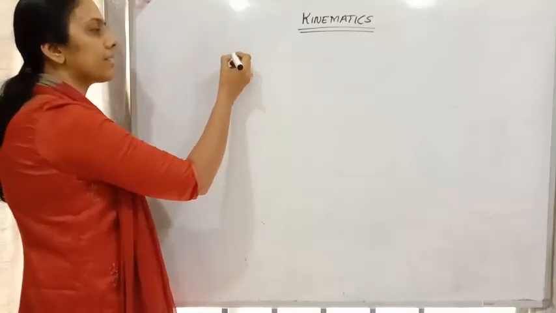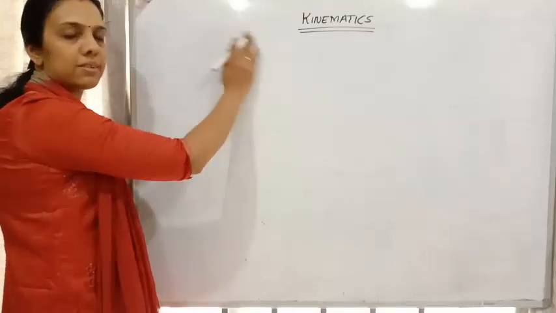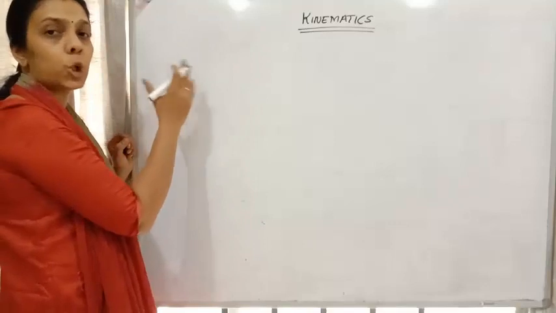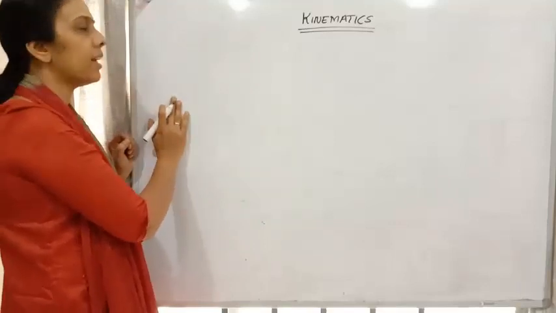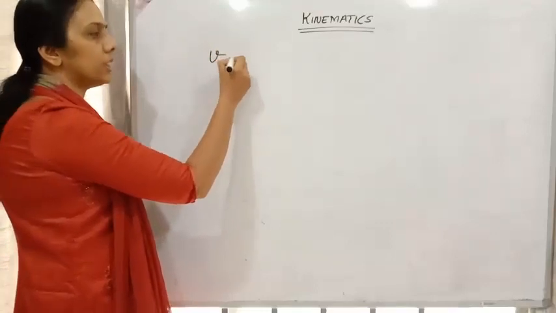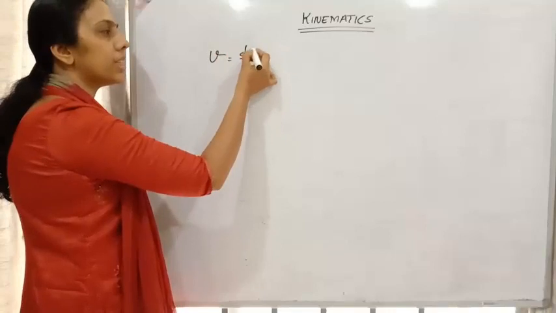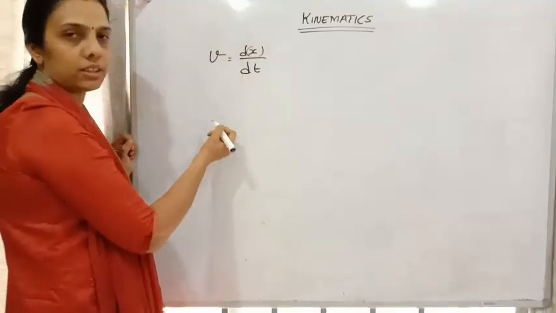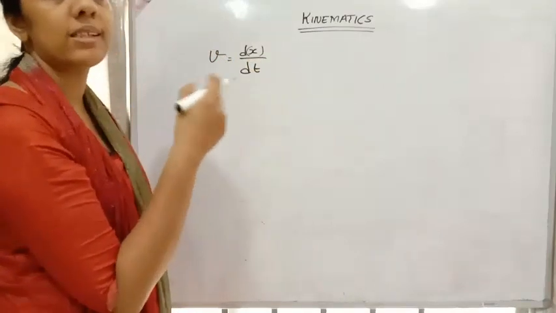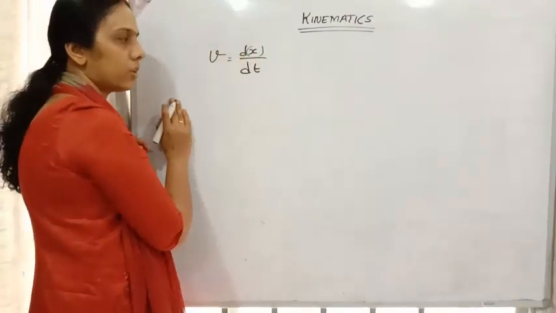So delta x. Next is distance: maximum distance traveled is the length of the path traveled, and displacement is the shortest distance between the two points, the final and initial points. To find the velocity, we need to differentiate the position vector r: dx by dt if it is moving along the x-axis, or dy by dt. That is how we find the velocity.